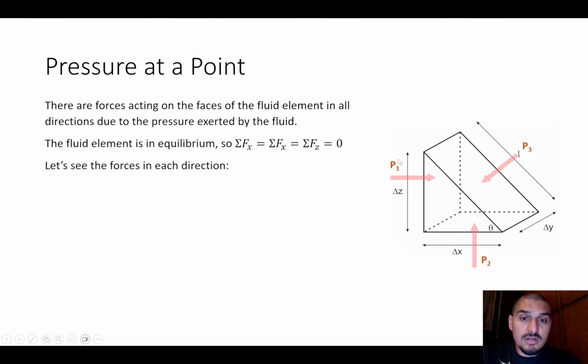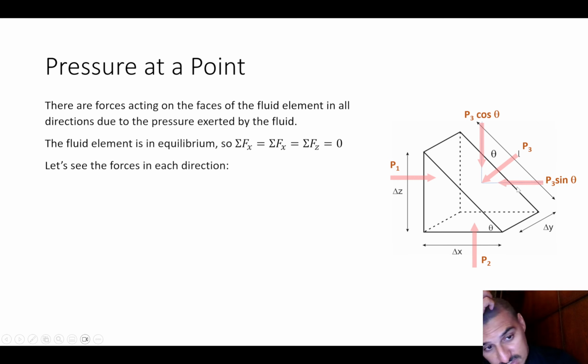Since we are interested in the forces in the x, y, and z directions, we have to get the components of this P3 in the x and z directions. This is the z direction, this is the y direction, so we'll have 2 components. This is angle theta, which is the same as this angle theta here. So we can get the component in the vertical direction, which is P3 cosine theta, and in the horizontal direction, which is P3 sine theta.